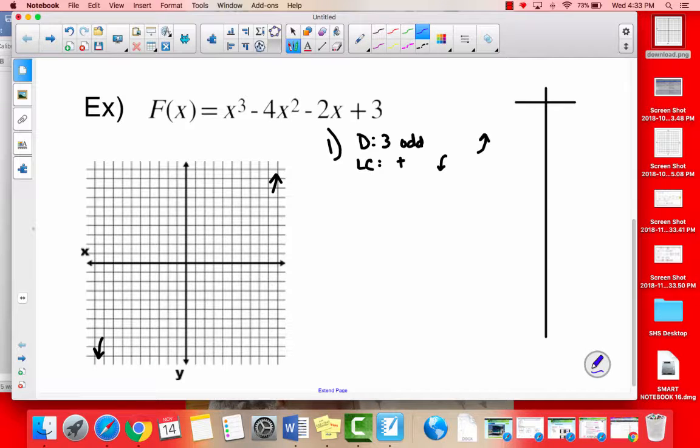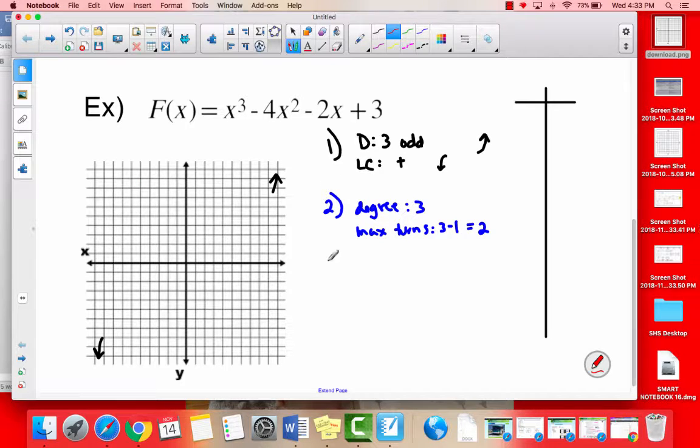Then we want to go to step 2. Step 2 said, determine the max number of turns. Well, the degree was 3, so I'm going to write that down. The max turns that it could have would be 2, because 3 minus 1 is 2. So at a maximum, this graph should turn twice, all right?